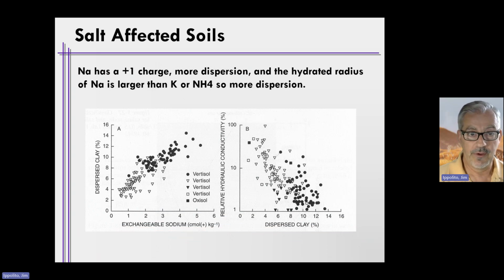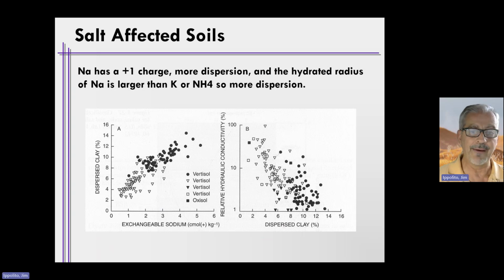Like I mentioned on the previous slide, sodium has a +1 charge. It has a large hydrated radius. It causes more dispersion, and even though it's a +1 charge, if you remember about the lyotropic series, potassium has a +1 charge, ammonium has a +1 charge, and sodium has a +1 charge. But if you go back to Unit 4 and look at the hydrated radius, sodium's is much larger than potassium or ammonium. And so when it moves in between clay particles, it pushes clay particles apart.